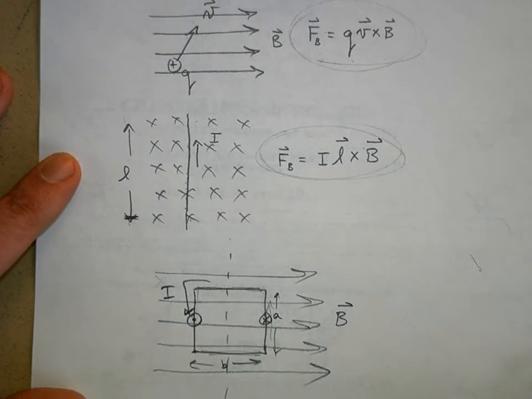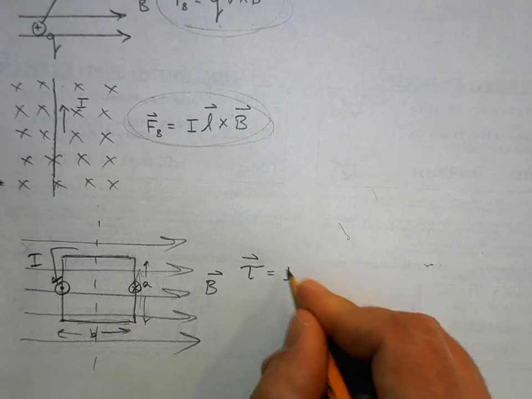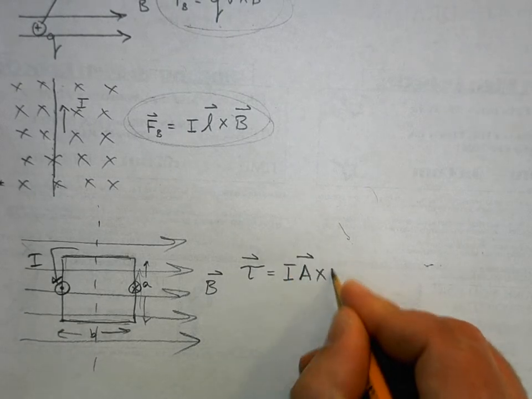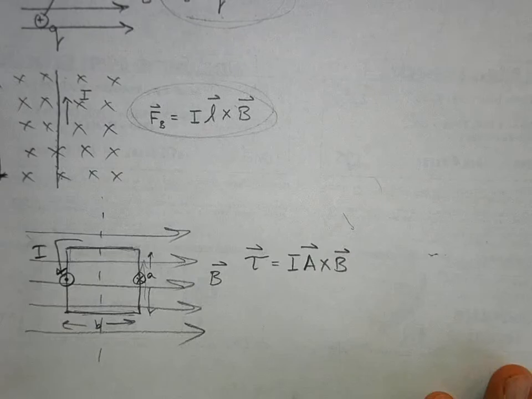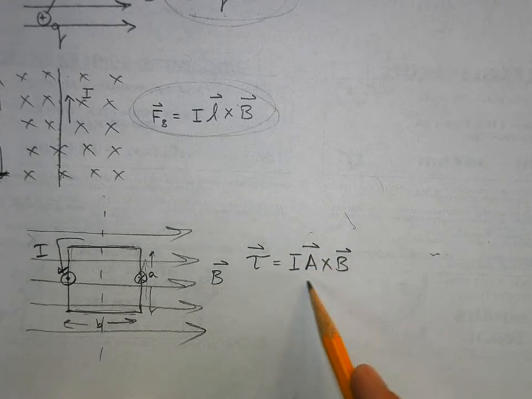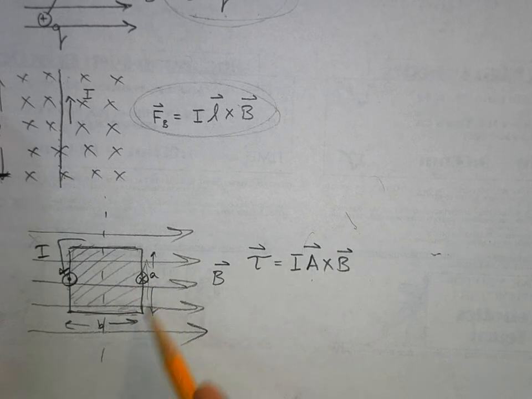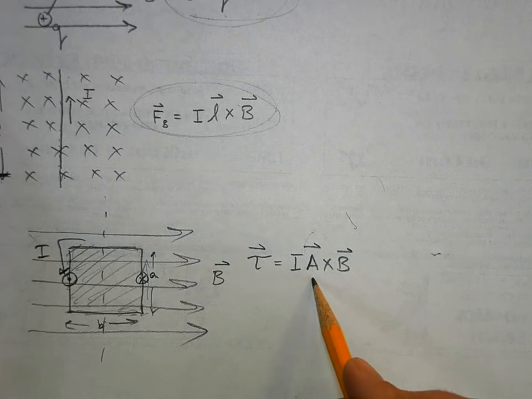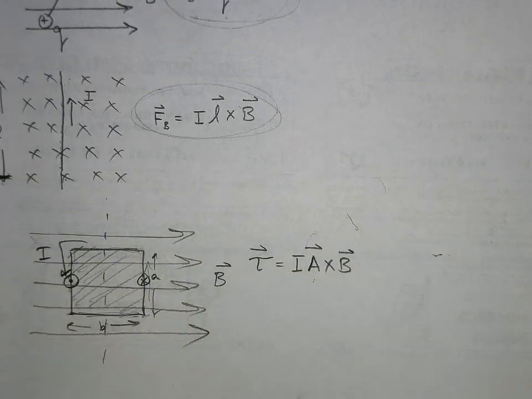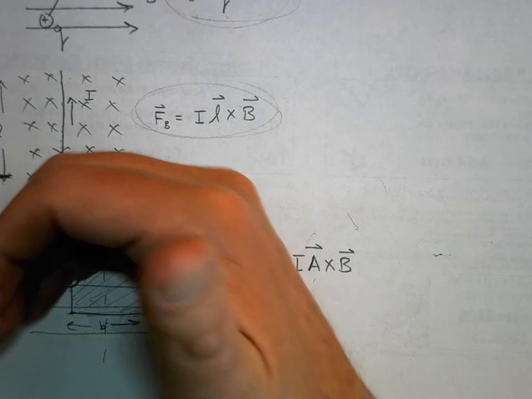And what we said was that this torque turned out to be equal to I A cross B. This is what we showed yesterday. Now, remember what the A vector is? It's the area of the loop. Here's my loop, with an area of little a times little b. And the direction of the area, by convention, all the physicists in the world got together and said, this is how we're going to do it: you take your right hand and you circulate it in the direction of the current.